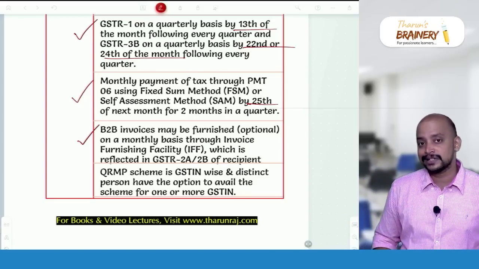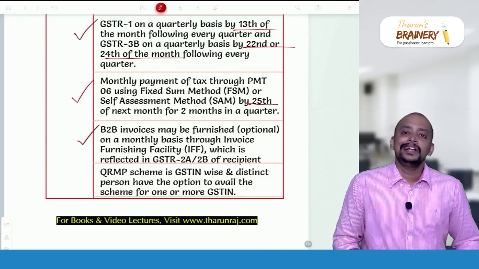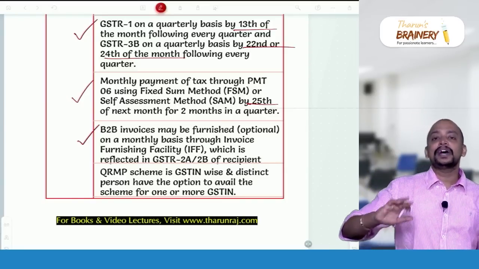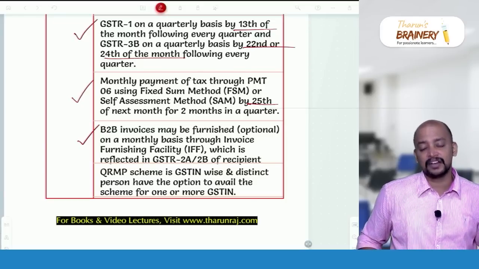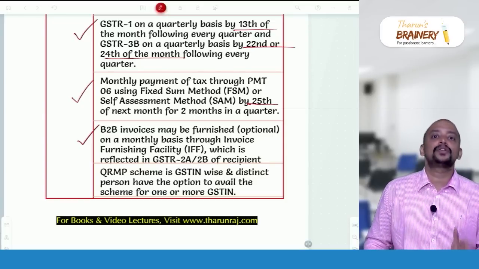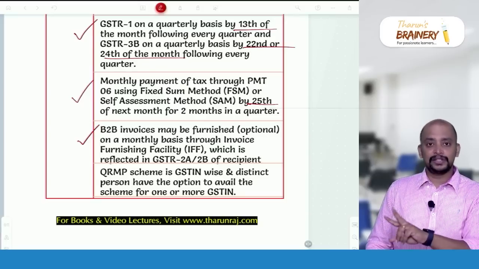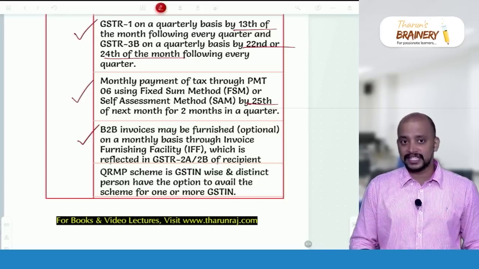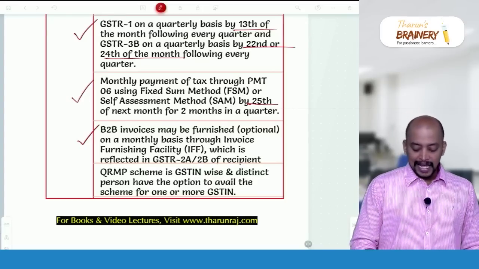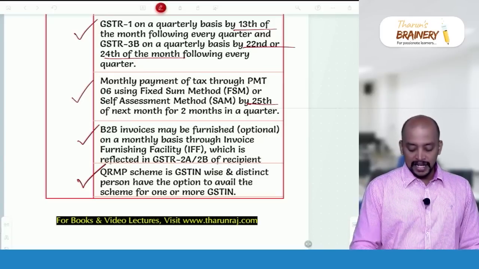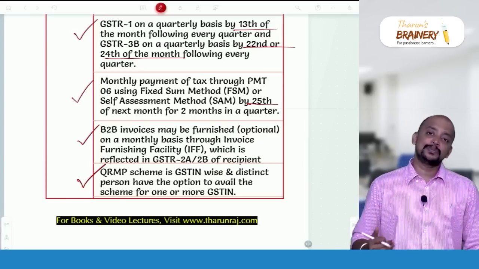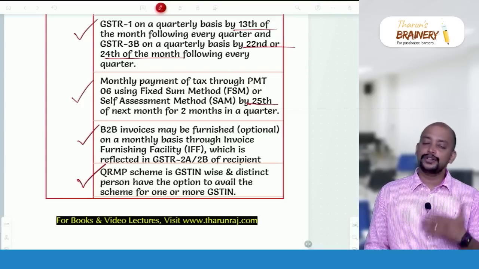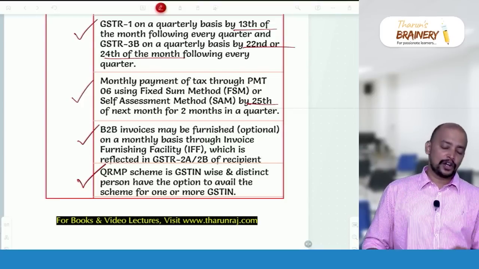And B2B invoices only they need to furnish, that too optional. So they can go for monthly IFF. IFF refers to invoice furnishing facility. If they want to give ITC to their recipients in the same month itself, then they can file the invoice furnishing facility by 13th of the month following every month for the first and second month of the quarter, because the third month anyhow they will file GSTR 1. This is to be filed by 13th, and it is called IFF, only with respect to B2B supplies, and it will be reflected in 2A or 2B of the recipient. And the QRMP scheme is GSTIN-wise, which means that if I have multiple registrations, for each registration I can decide whether I need to go for quarterly return monthly payment or normal returns.